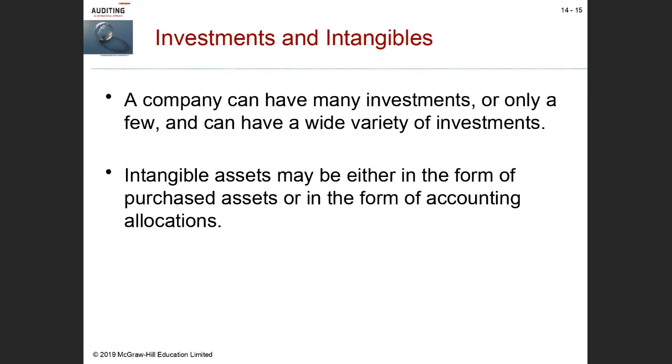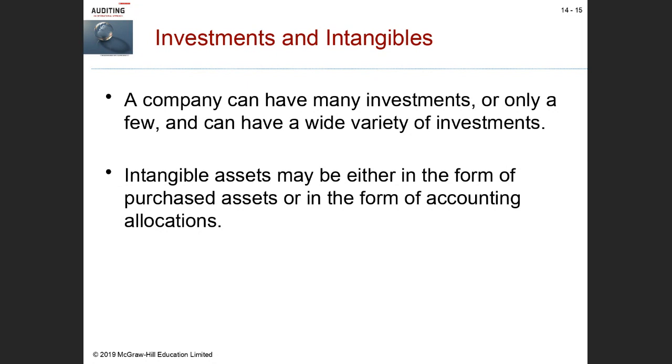In the PowerPoint, it says a company can have many investments or only a few. You can have a wide variety of them, because when you raise this capital, you have to decide what are we actually going to invest in. Part of what we may invest in may be intangible assets. Intangibles could be in the form of purchased assets, or it says accounting allocations. For example, leasehold improvements are an intangible asset. We can physically touch them, but we don't actually own them.